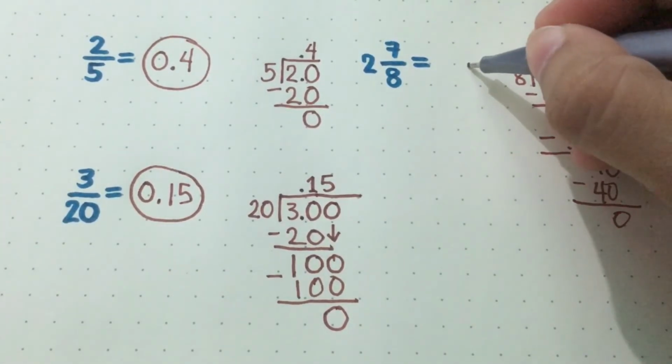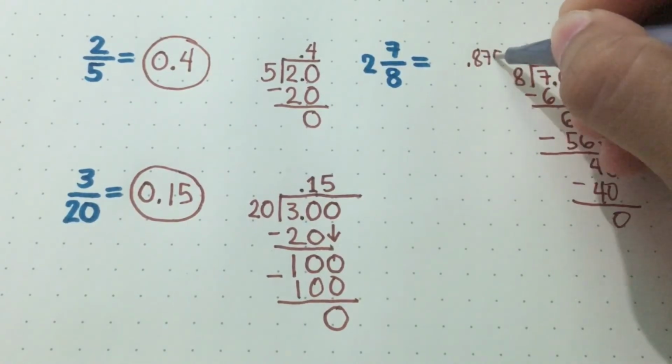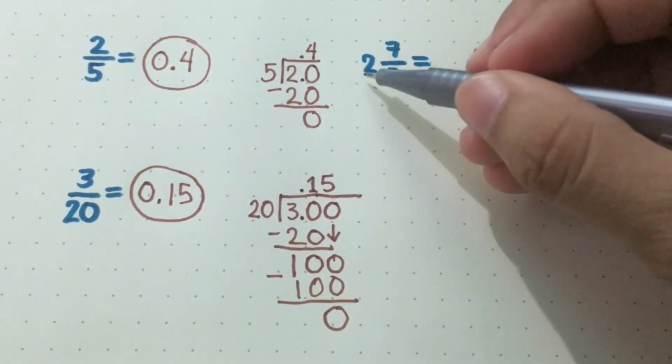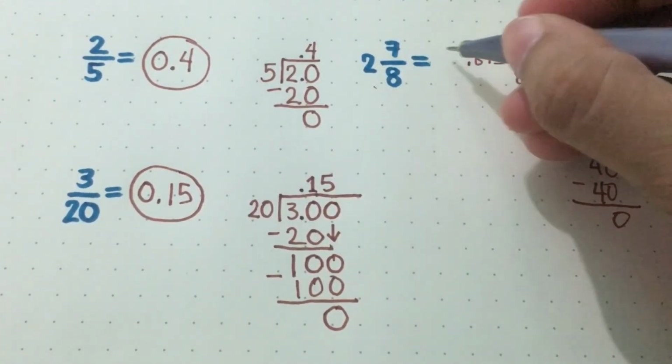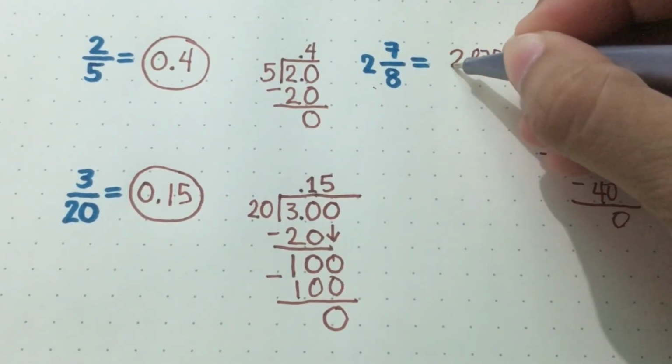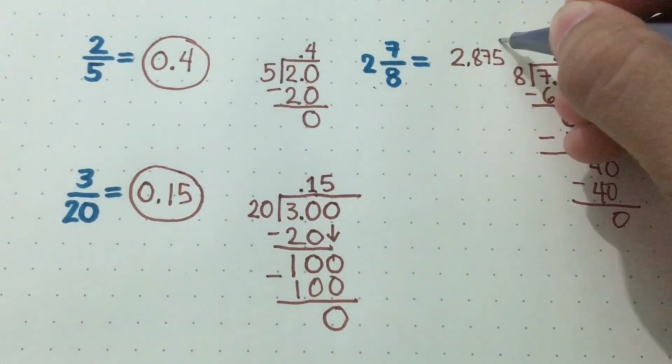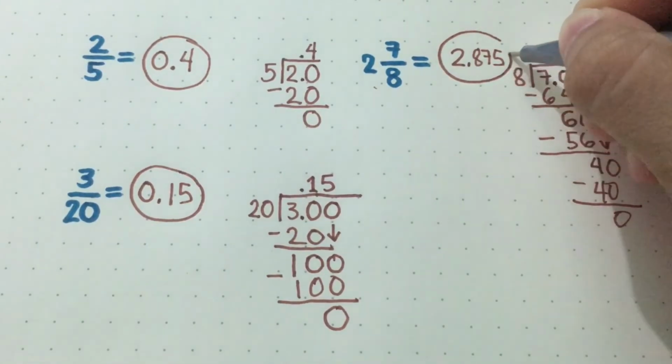So, let's write 0.875. Now, since we have a whole number here, we will use this 2 as the whole number of our answer also. So we got 2.875.